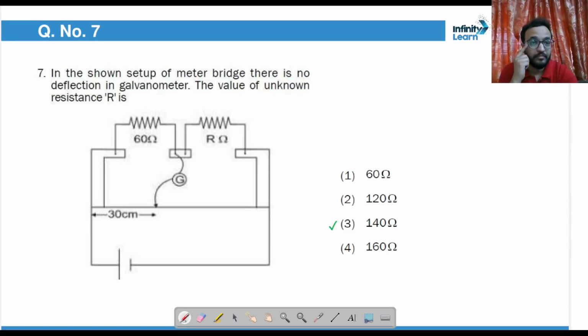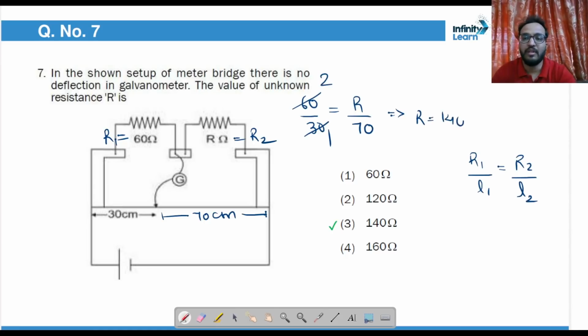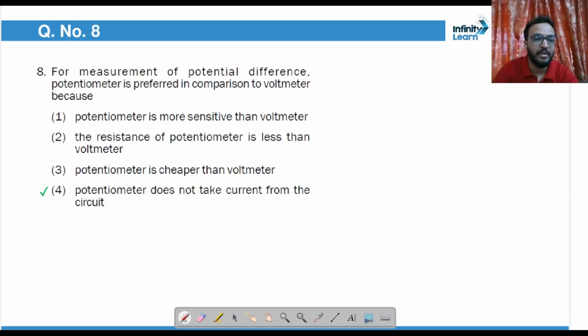Now in this one, in the shown setup of the meter bridge, there is no deflection in the galvanometer, right? If there is no deflection, finding the unknown resistance is very simple. This is 70 centimeter because it's a meter bridge. So you will say 60 by 30 is equal to R by 70. This is the formula, that is R1 by L1 is equal to R2 by L2. So here R1 is equal to 60 and R2 is equal to R. L1 is equal to 30 and L2 is equal to 70. So 31s are 32s, R will be 140 ohms. Got it?